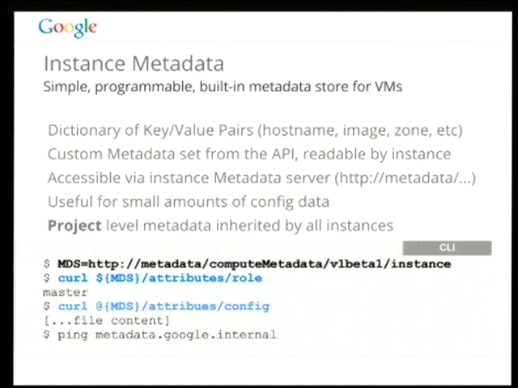It's accessible via the instance metadata server, so you just run HTTP colon metadata using curl or something like that to get information from it. And it's useful for very small amounts of config data. You can push startup scripts into the metadata server, but only less than 32k. There's also project level metadata, which is accessible to all instances. So you can actually set metadata at the project level, and that will be propagated to all of the instances that you create.